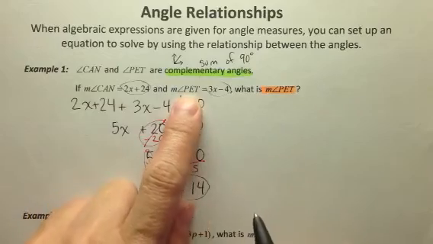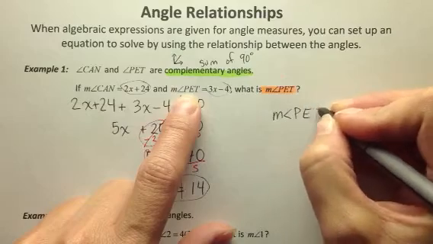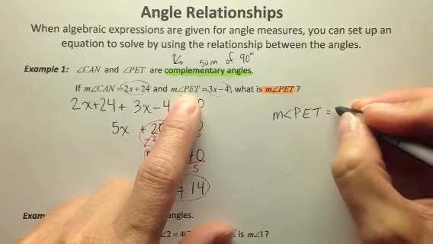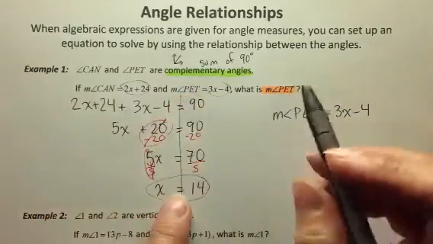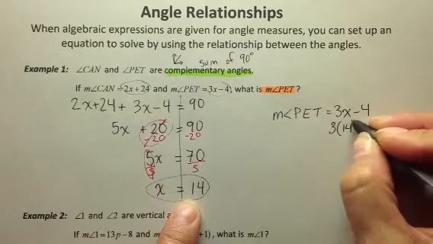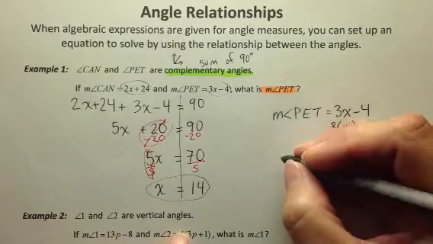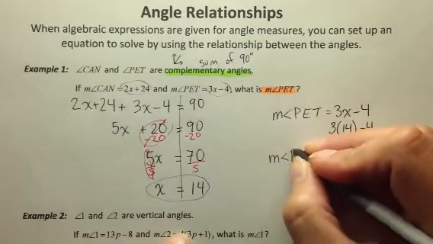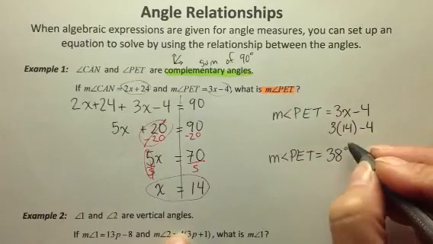So I'm going to come over here to angle PET. The measurement of angle PET is equal to 3x minus 4. I'm going to substitute 14 for x, so 3 times 14 minus 4. I'm going to use my calculator, 3 times 14 minus 4, that's 38. So the measurement of angle PET equals 38 degrees, okay?